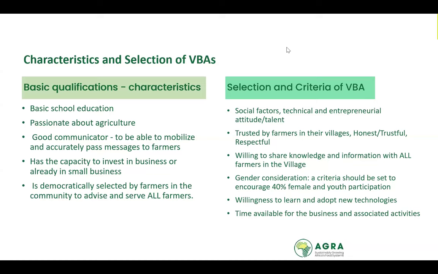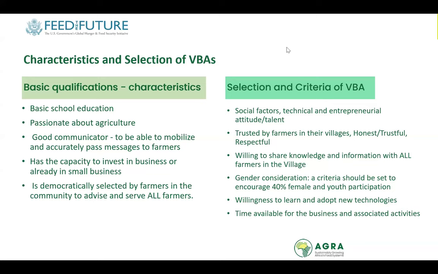So, the criteria and the characteristics of the VBA. Normally we focus on youth and farmers in the rural setup who have just finished basic education, but we also need to see how passionate they are about agriculture, and whether they are able to articulate clearly and communicate key messages to farmers, but also show commitment in their ability to invest in small businesses.